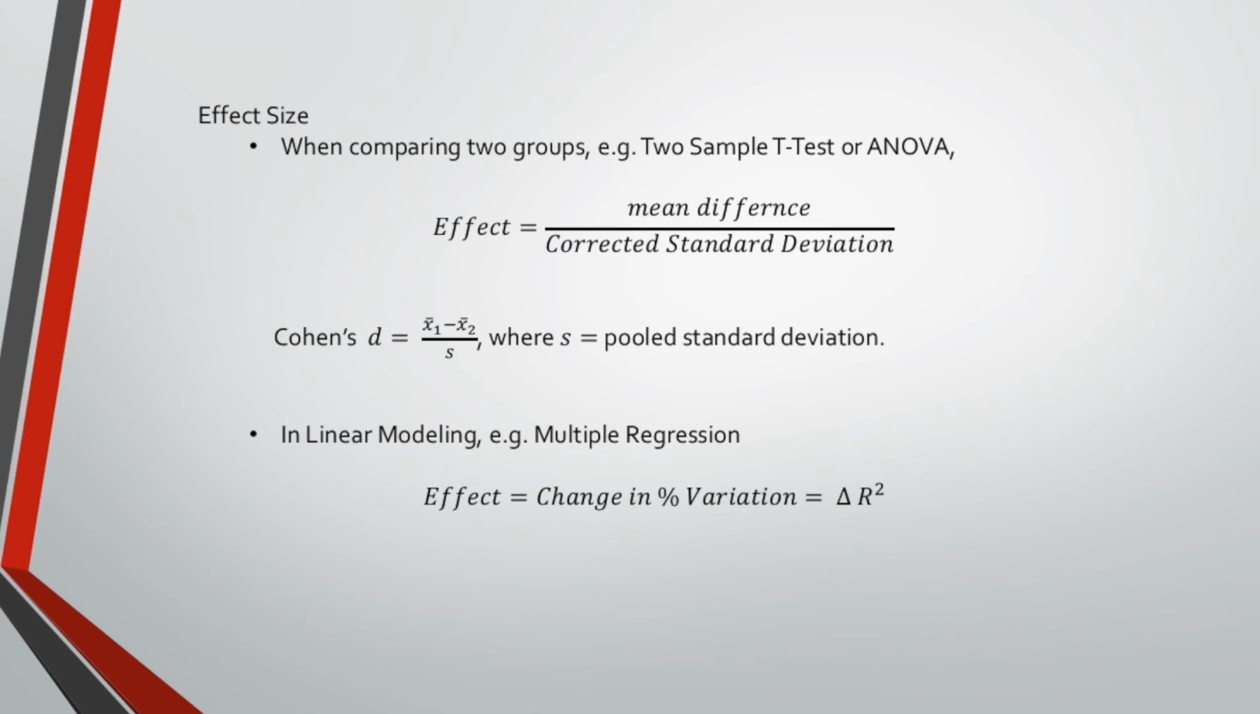Okay, if we're looking at linear modeling, like multiple regression, but maybe we're not interested in the effect of the treatment, we're interested in the effect of a continuous variable, then we would look at the effect as the change in percent variation, or the delta r squared, or something like that. So you imagine modeling it with that variable in there, and with that variable not in there, and looking at the difference in the variation explained.